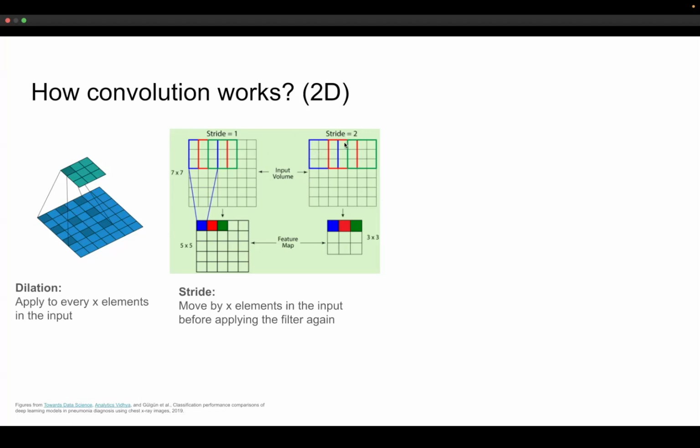And on the right, if we move 2 elements at a time, that will correspond to a stride size of 2. So first we have this blue square here, and then we move 2 elements to the right to get this red square, and then move 2 elements to the right again to get this green square. So if we have this increased stride size, we'll end up getting a smaller feature map at the end.